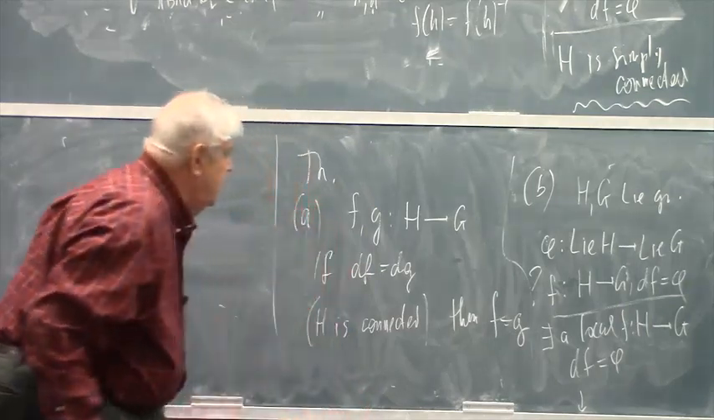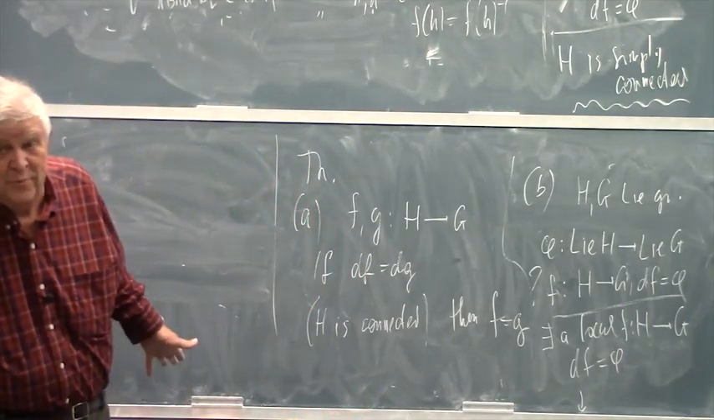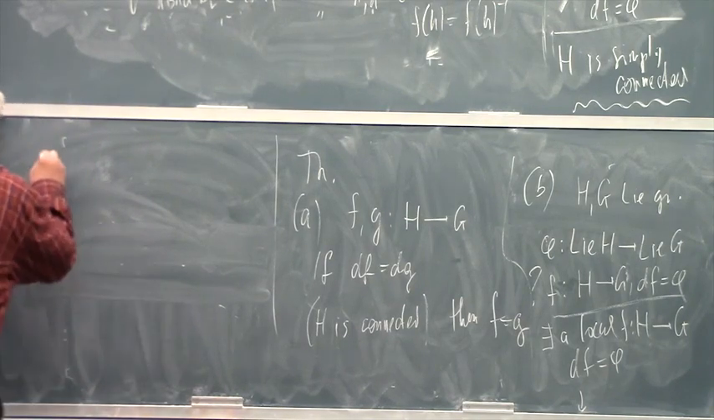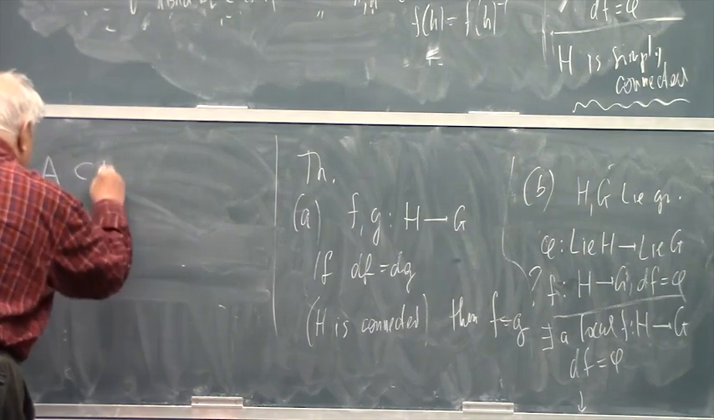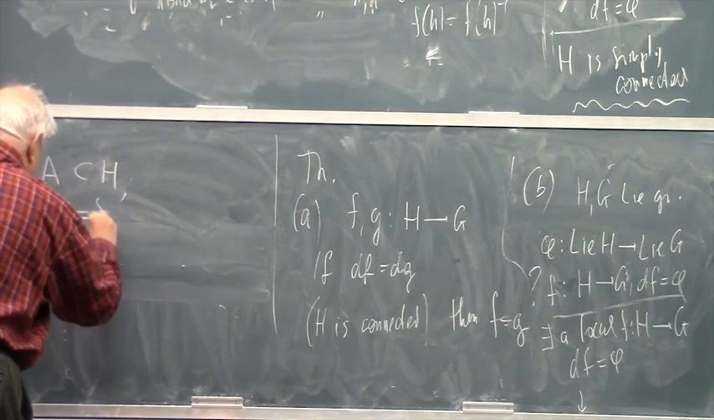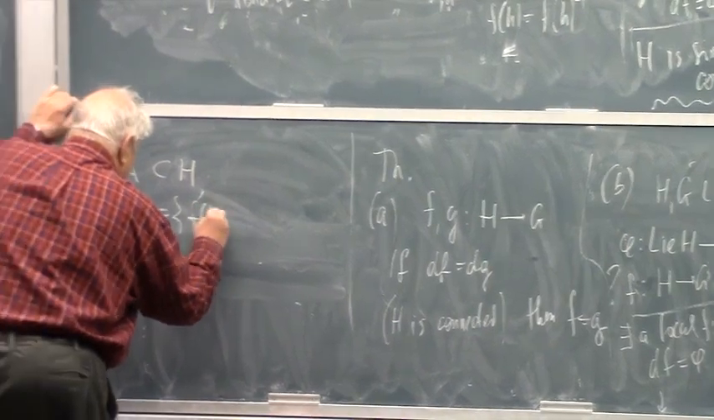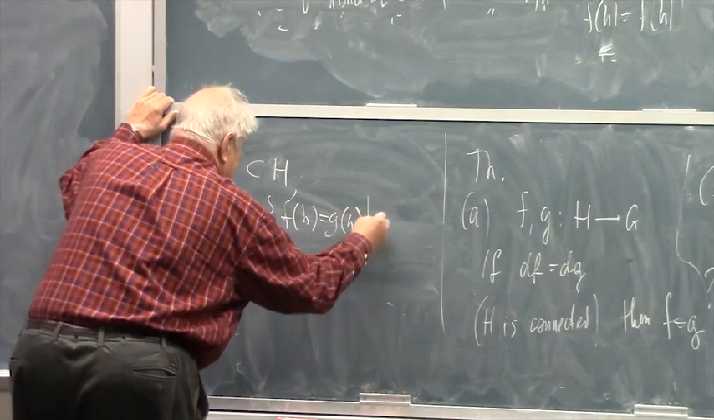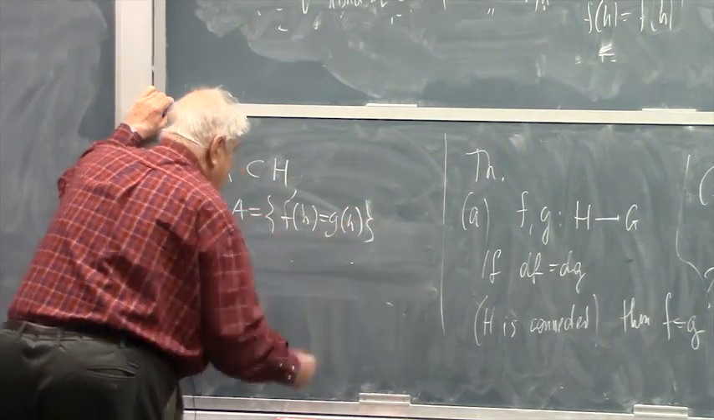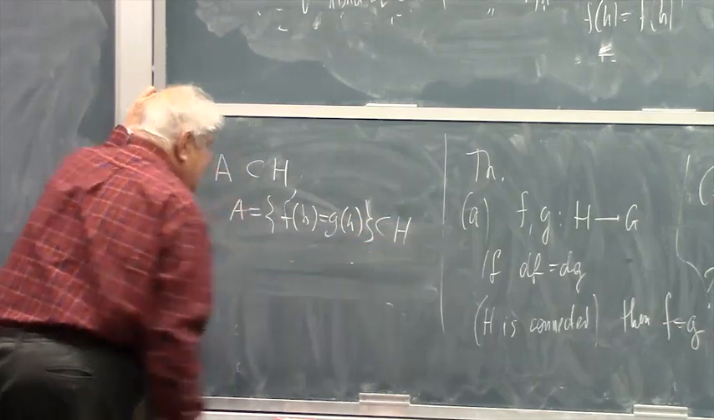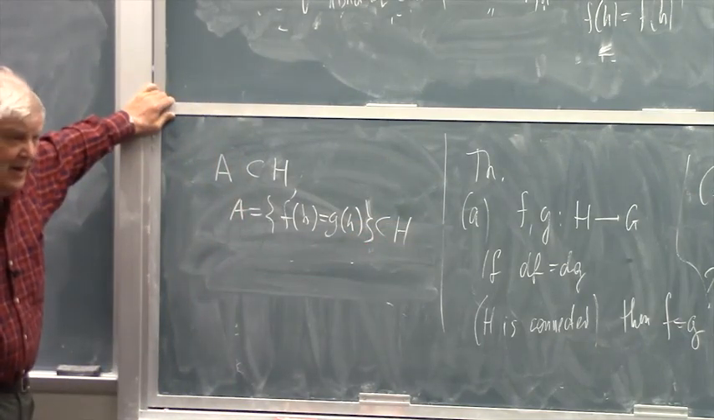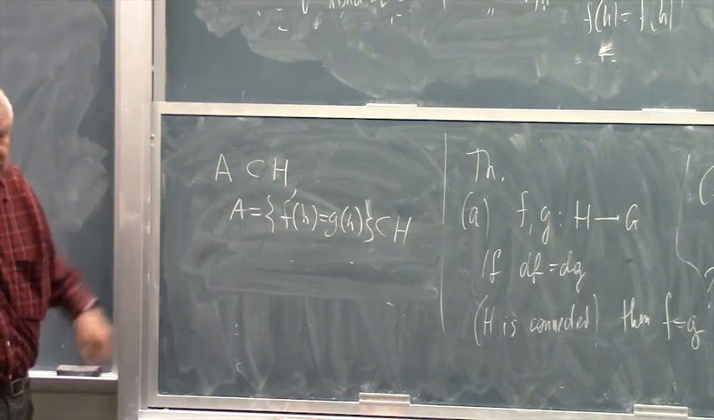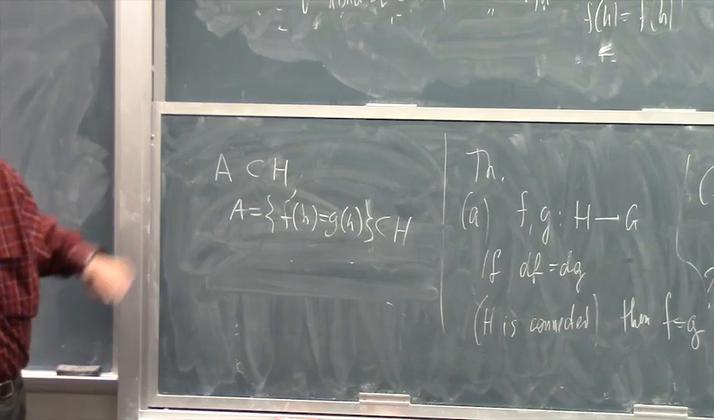So this is A. We have two homomorphisms. We want to prove that they are the same. The most obvious thing to do: consider the set A in H where f of H is equal to G of H. So H in H, where these two things are the same. Certainly it's not empty, because if H is the identity, this is very much true, without any conditions, right?